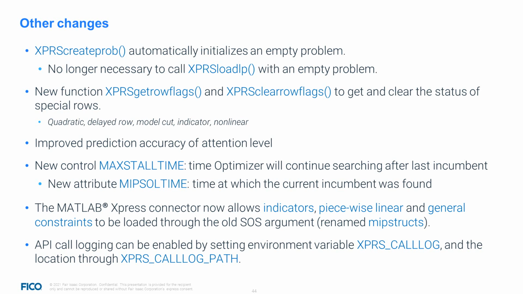It is also worth mentioning that our MATLAB interface has been extended to support indicators, piecewise linear, and general constraints. These constraints are loaded through the MIP structs argument, which was previously only used for special ordered sets and had a different name. But that means that the interface has essentially been preserved and only extended in functionality. And finally, 2 convenient environment variables have been introduced to enable API call logging and to decide the location where to write the file. That functionality is very convenient for debugging and was previously done by placing a specifically named file in a certain location.